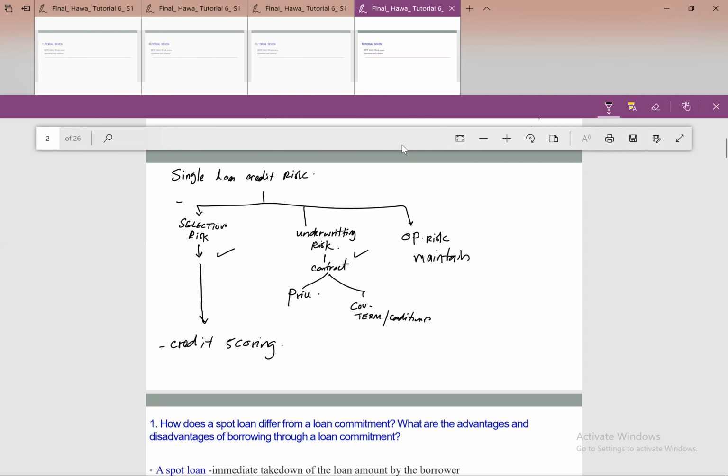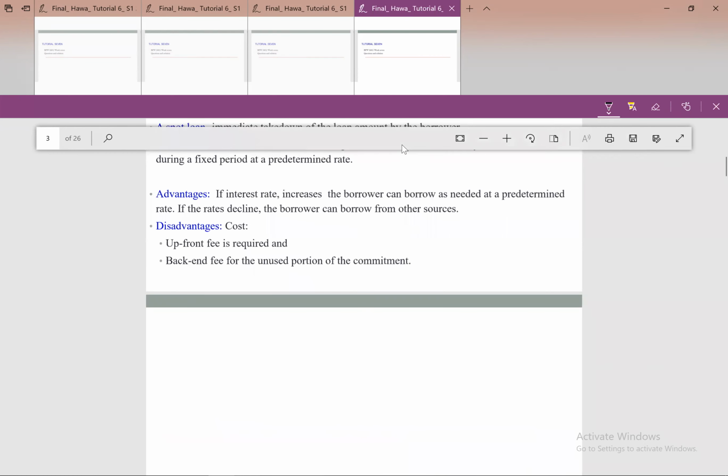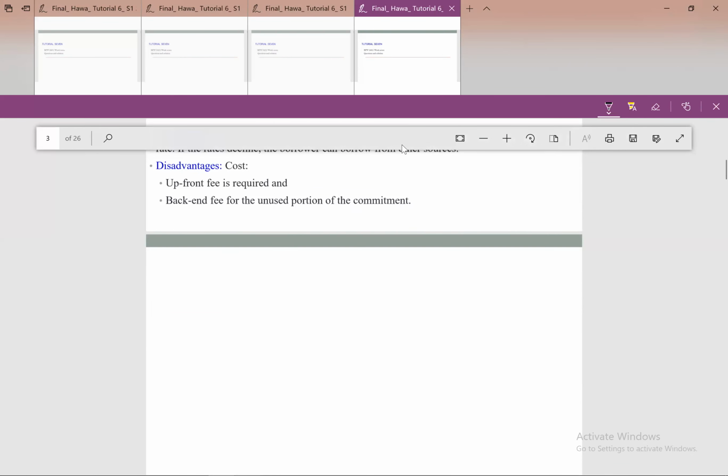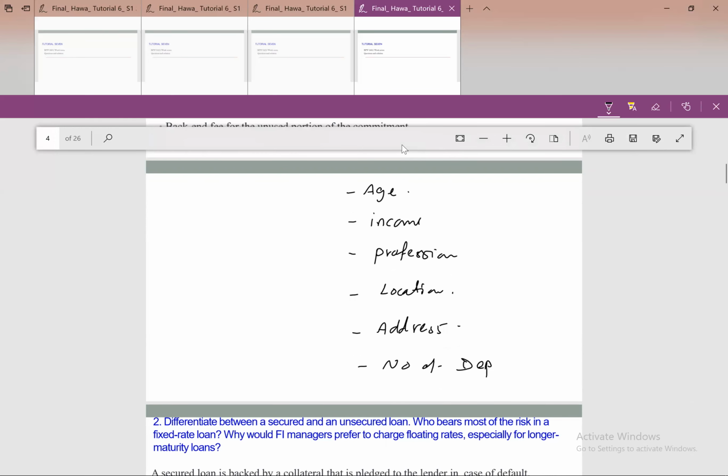To let you know what we are talking about, if you look at a credit card, for example, as in the video which I gave you, we have age, we have income, maybe profession, location, maybe address, number of dependents. All of those are very important issues for the bank to know about you.